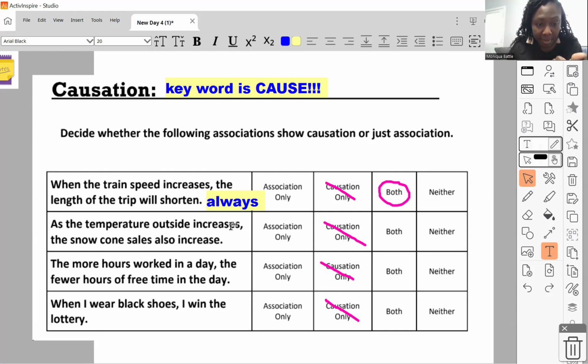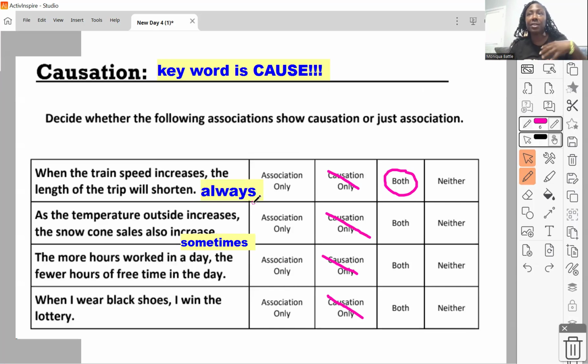Remember when COVID happened, just because the temperature was hot outside, we couldn't go anywhere. Snow cone businesses were closed. That does not cause the sales to increase, but sometimes it does happen. Sometimes, or even most of the time, when it is hot outside and the temperature gets hotter, I want ice cream, I want snow cones, but it doesn't mean that I always have to go buy snow cones just because it's hot. So this one's going to be an association because sometimes I do want to go buy ice cream, sometimes I don't. All right. Now let's move on to the next one.